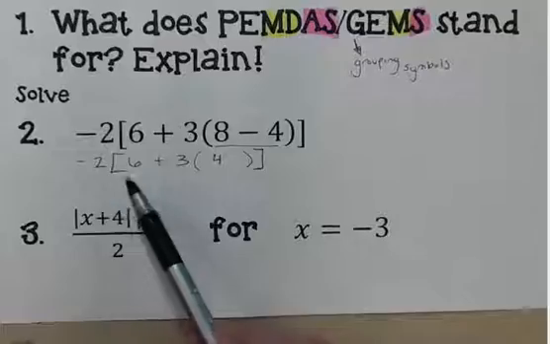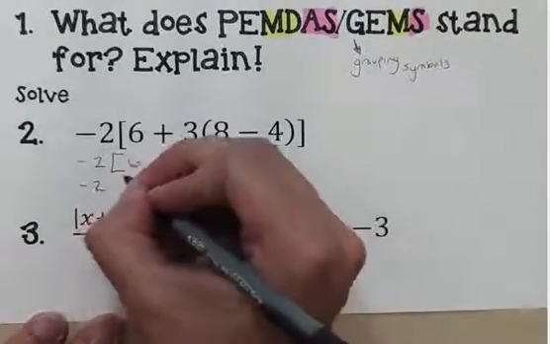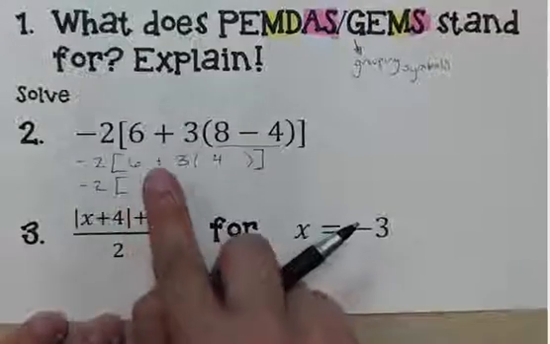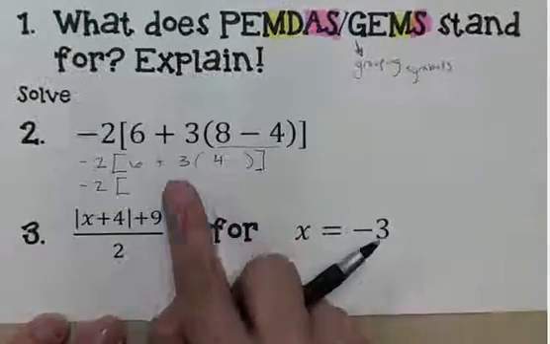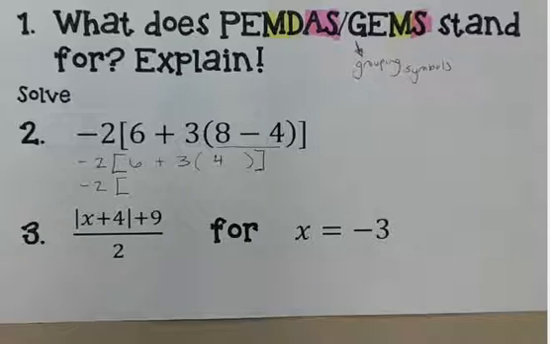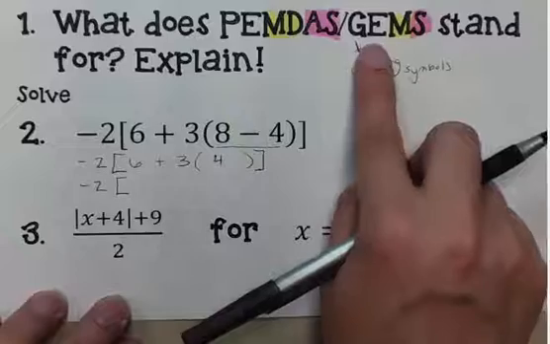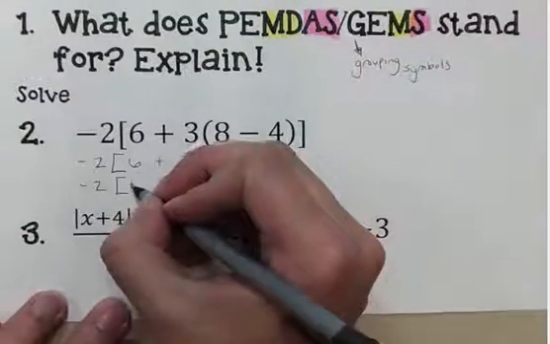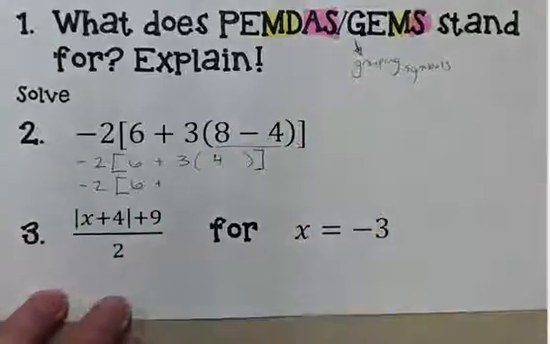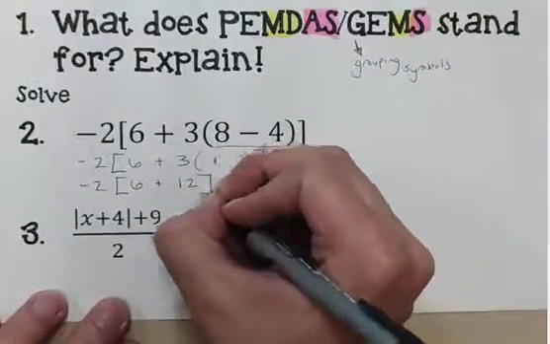Now I have to solve what's inside of the brackets. So if I look at what's inside the brackets, I have 6 plus 3. What operation falls between the 3 and the 4? Okay, it should be multiplication. So I have addition and multiplication. If I look at GEMS, the next thing I need to follow is the multiplication. So the 6 falls down, the plus falls down, and 3 times 4 would be 12.